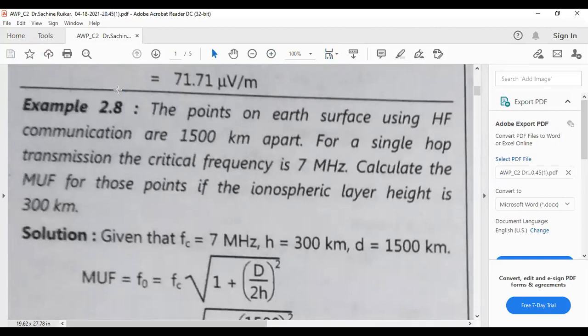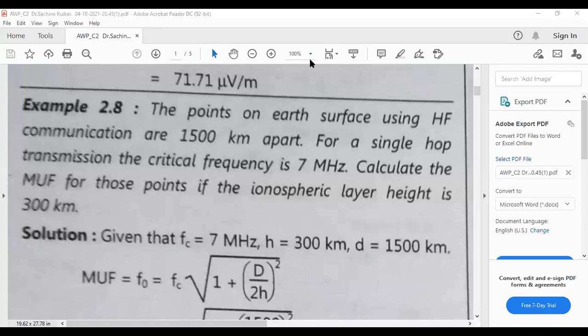The points on the Earth surface using HF communication are 1500 kilometers apart. For a single hop transmission, the critical frequency is 7 megahertz. Calculate the MUF for those points if the ionosphere layer height is 300 kilometers. The theoretical part we have already studied, what is meant by the MUF, the critical frequency, the height and the distance. Today we will simplify the numerical on the basis of how we can calculate the maximum usable frequency, the critical frequency, and sometimes the height and the distance.